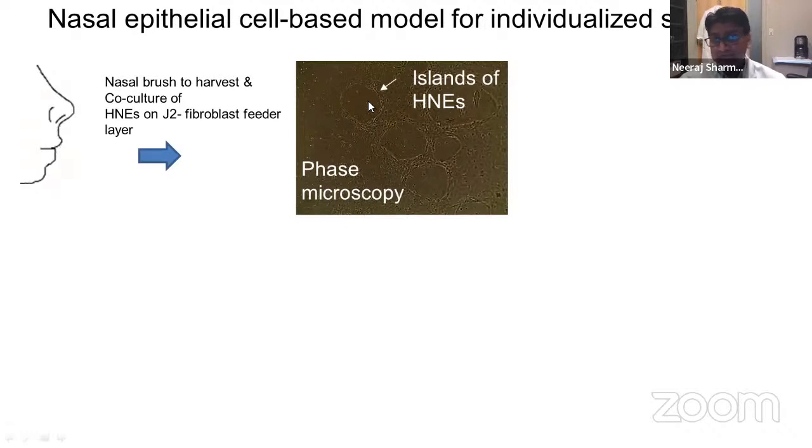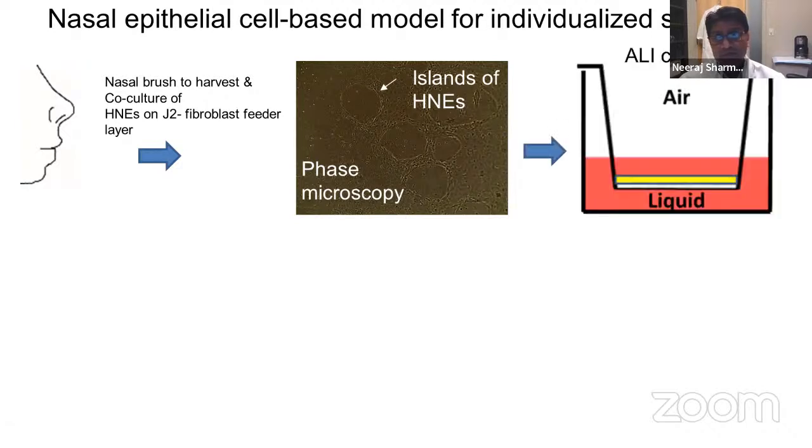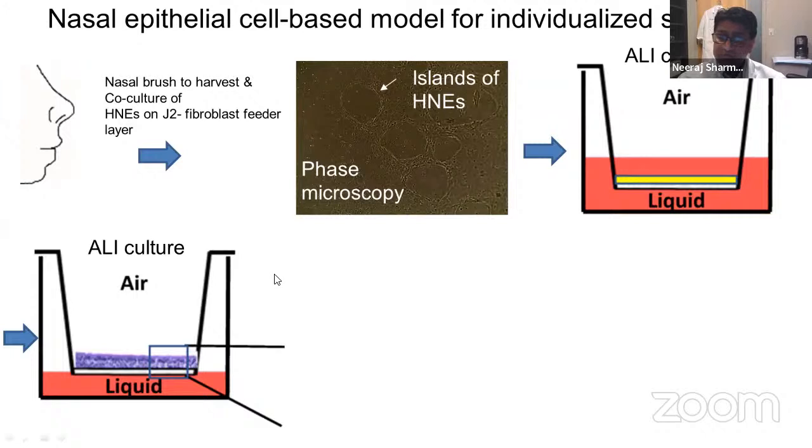These islands of cells are reflective of human nasal epithelial cells that grow, and these are observed under a phase microscope. Once you achieve these islands of cells, they are put on airway liquid interface culture so that it mimics the in vivo situation, as you see in the nose, where there is air, and then there is a basement membrane through which all the nutrients are fed. They are allowed to differentiate.